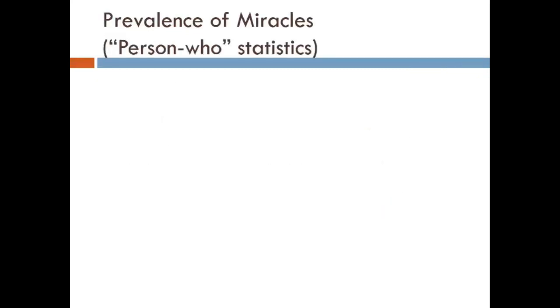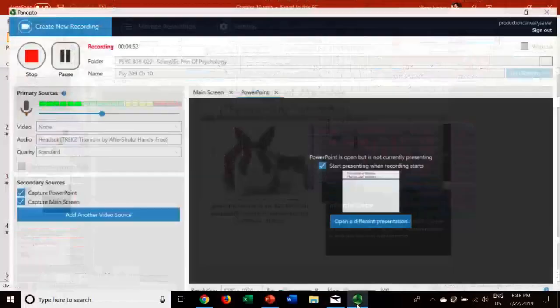Now we're going to talk about some of the things that make it likely that people will ignore probability. One of those things is what we call the prevalence of miracles. I'm going to pause for a second, and then I'll come right back.